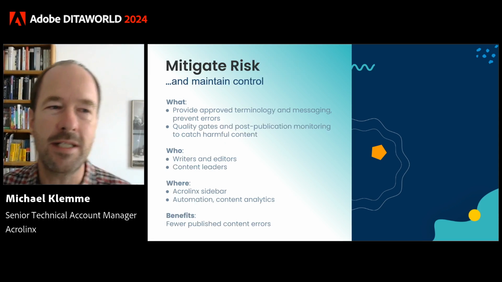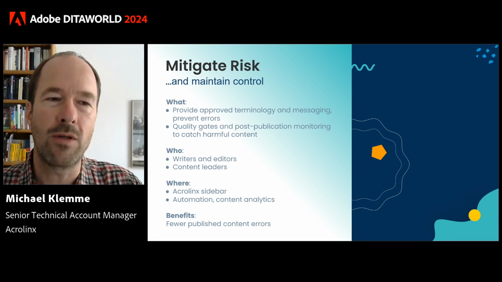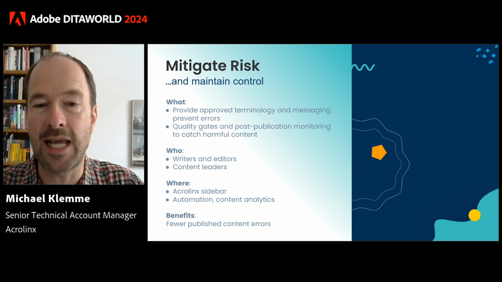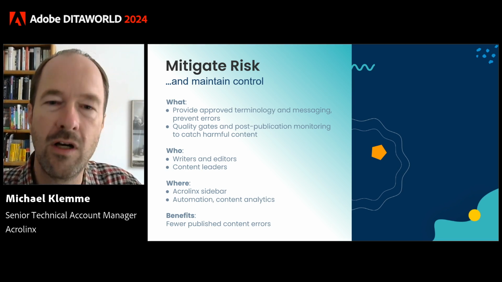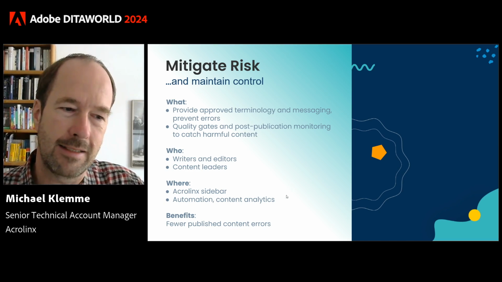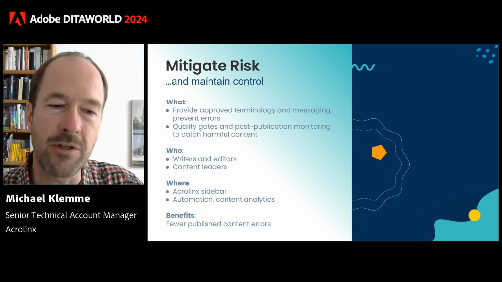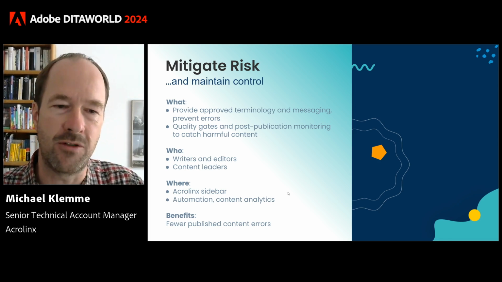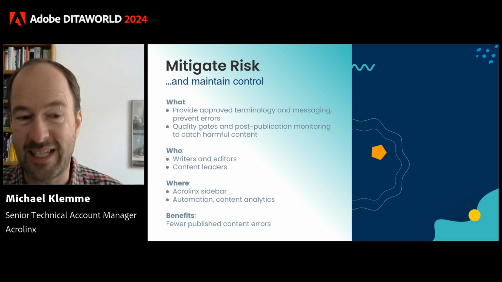You also can mitigate risk and maintain control of the overall content creation process. So in Acrolinx, you can define your terminology and messaging, and you can then add quality gates to your process, either automatic, as we talked about earlier, or manual, where there are some reviews in the process. And this will lead to fewer language issues in your content, so terminology will be adhered to, etc. And that will then lead to better content, easier to read content, having fewer technical issues also.